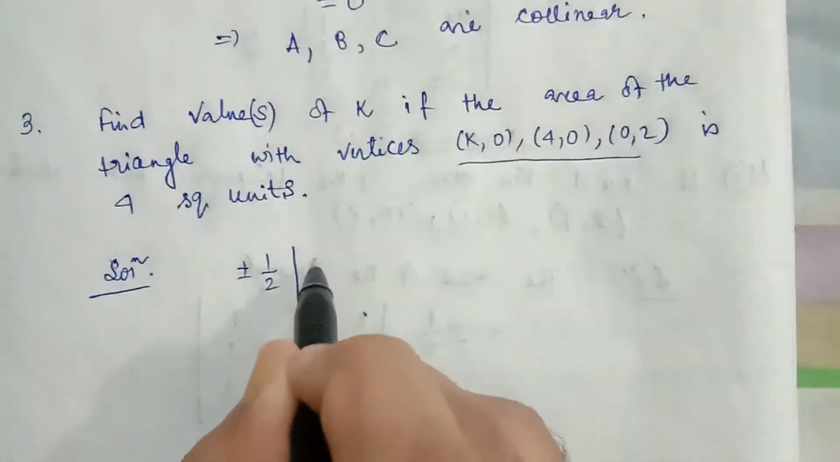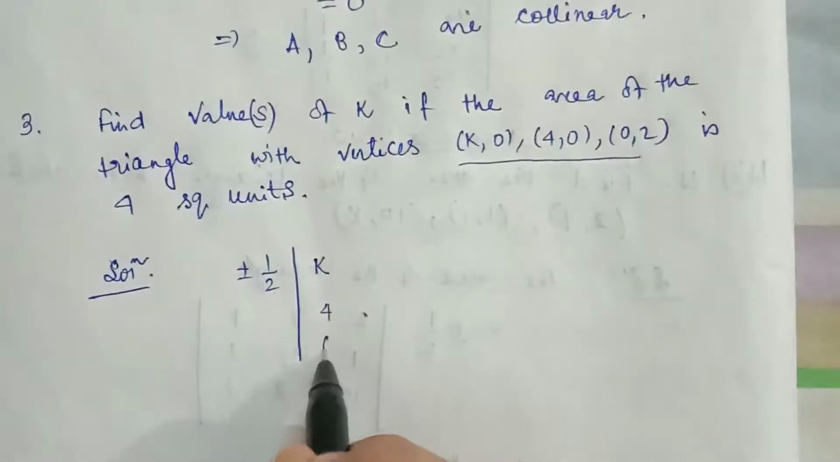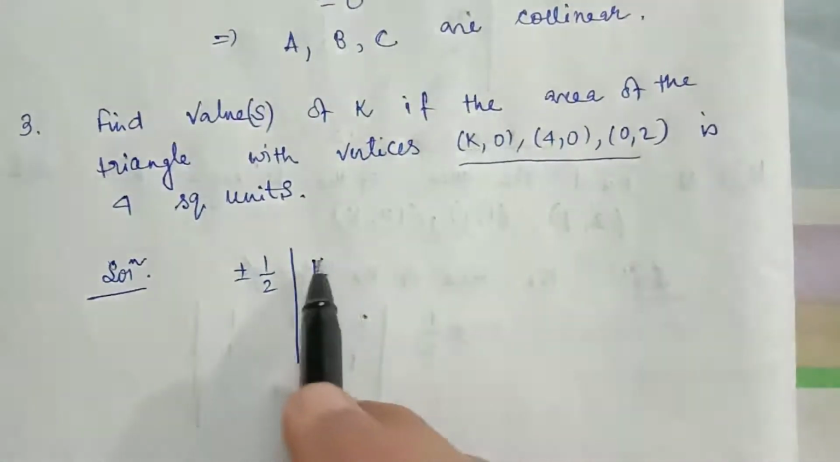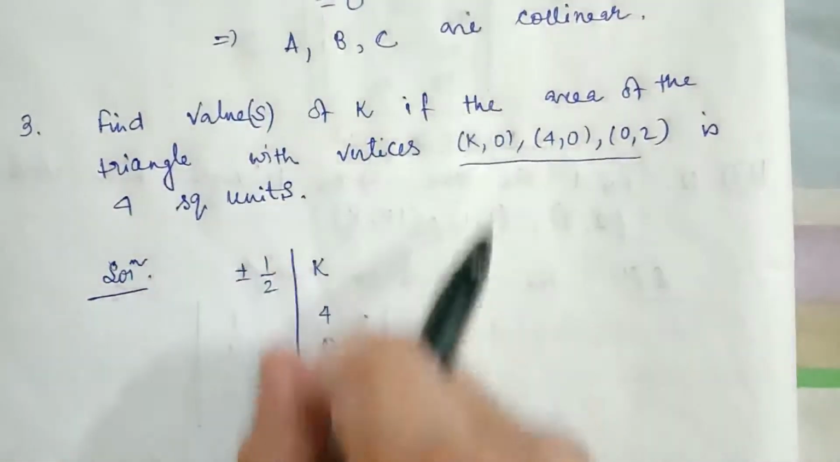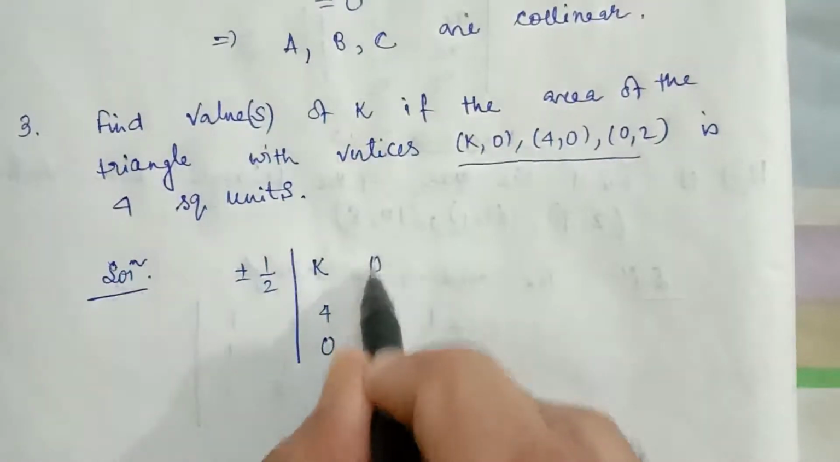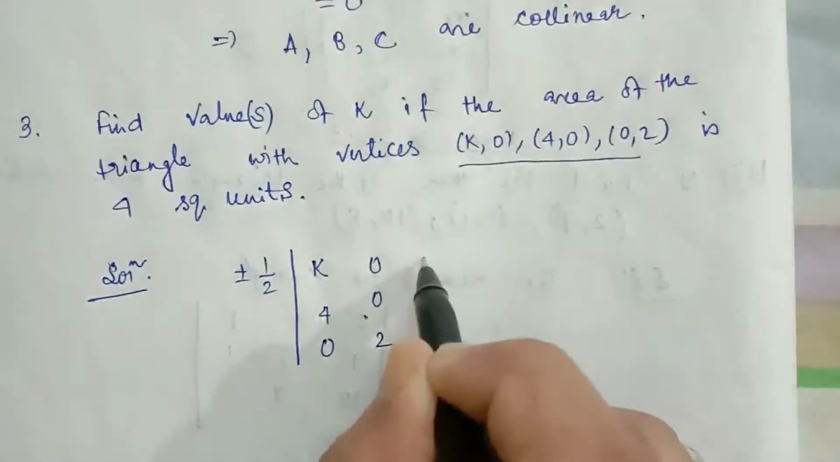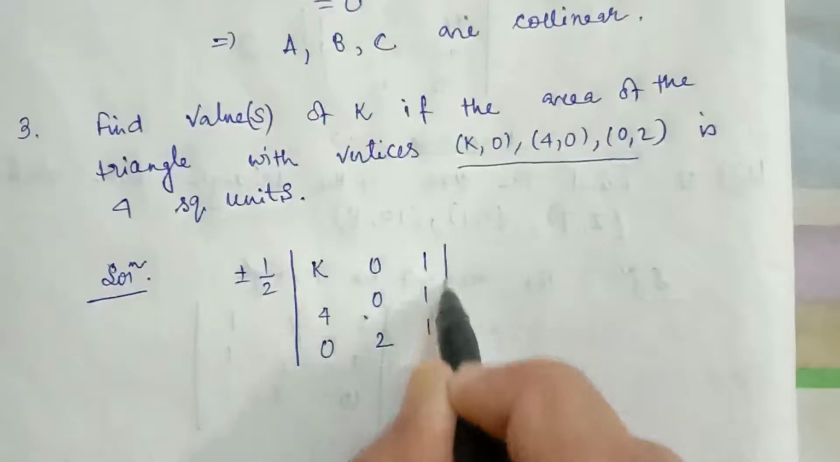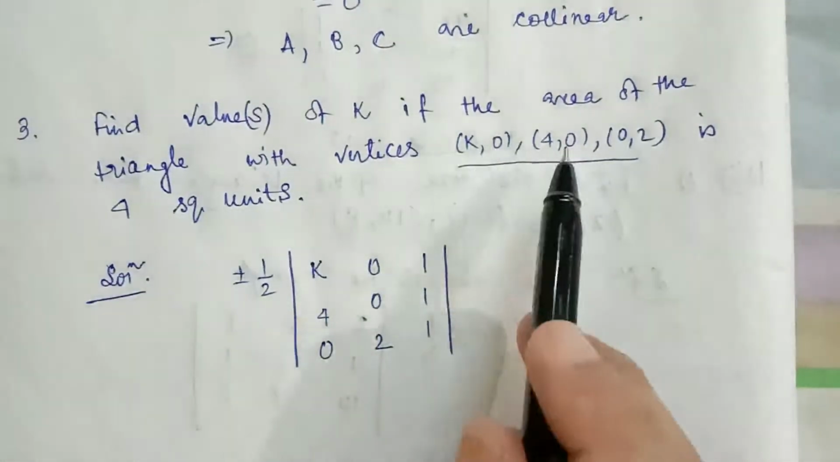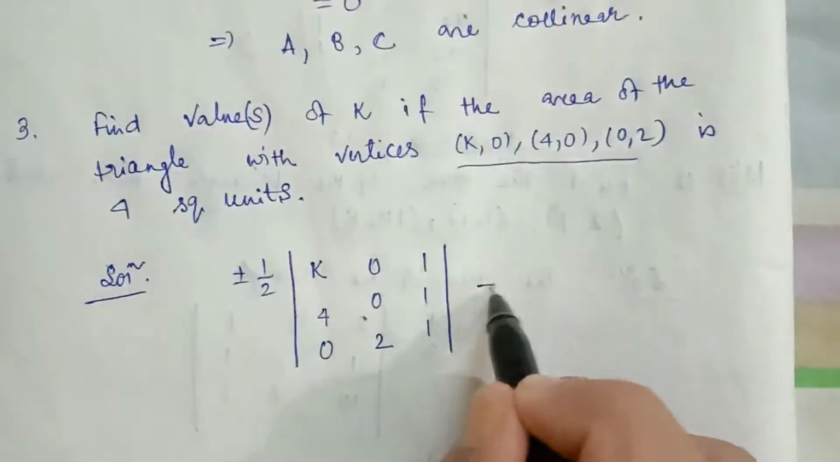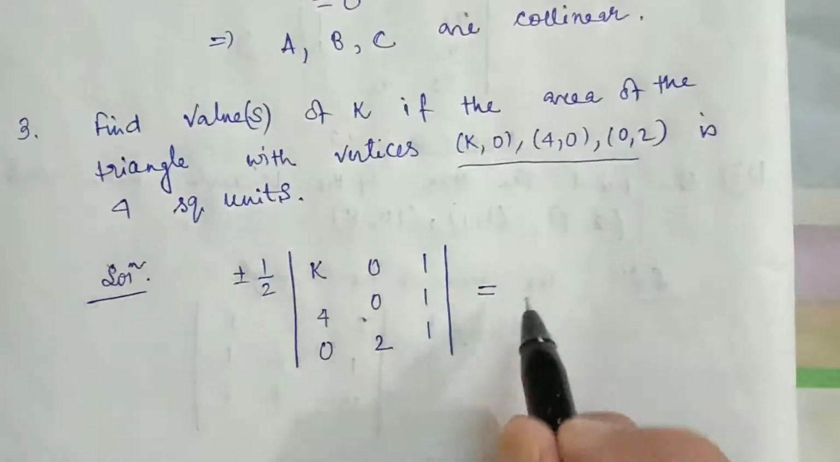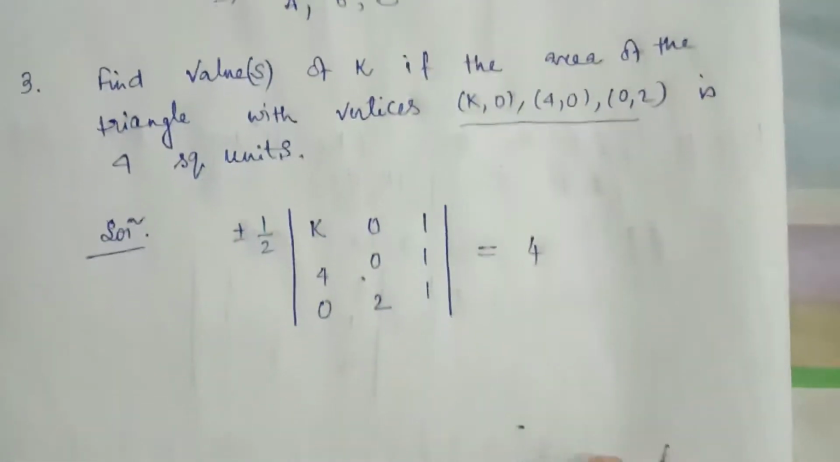the determinant with rows k, 0, 1; 4, 0, 1; 0, 2, 1. The x coordinates I have written in the first column, next the y coordinates 0 0 2, and 1 1 1. This is the area of the triangle with these 3 as vertices. Given the area of the triangle is equal to 4 square units, so we have to write equal to 4.